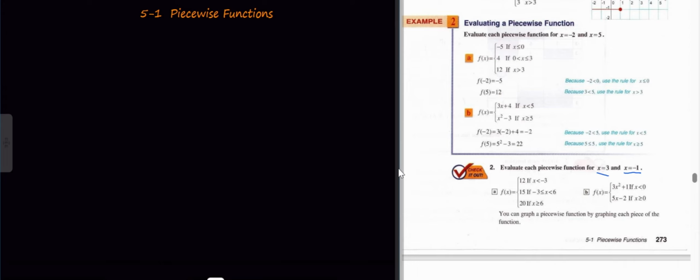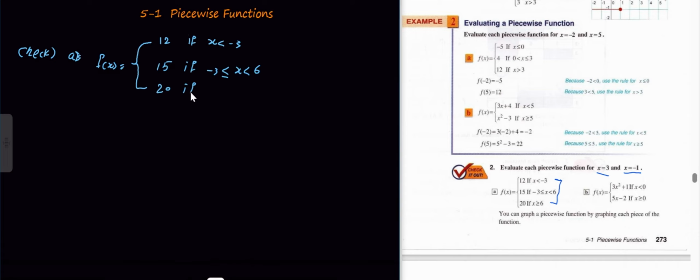First one, x equals 3. What is the place of 3 in these three domains? We have to find this 3 in these three domains. Let's write branch A and B here. First we are going to plug x equals 3 and the second one x equals -1. We plug 3 first. We are going to look at these three intervals.